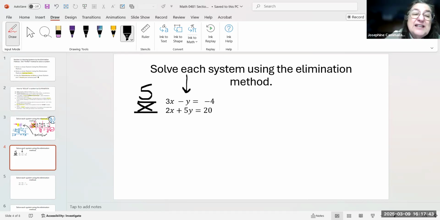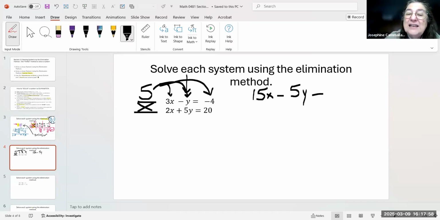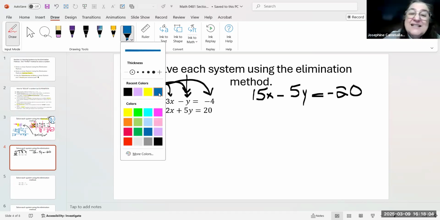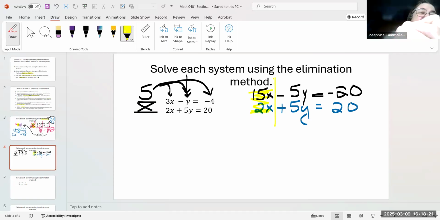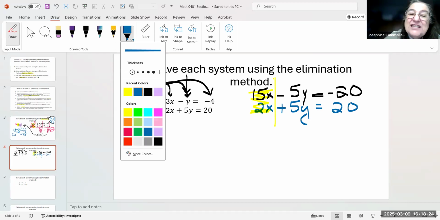So that means this 5 is multiplying by each term, which gives me 15x minus 5y is equal to negative 20. Well, the bottom equation is not changing. It stays 2x plus 5y is equal to 20. Okay, I'm making columns. Now, this is going to give me 17x.